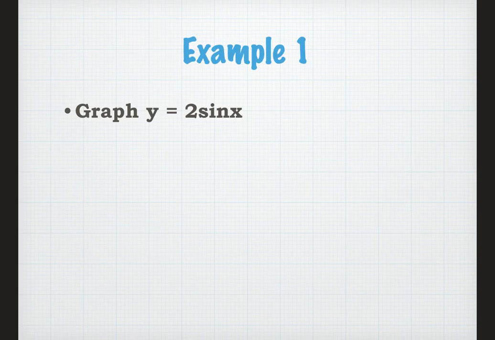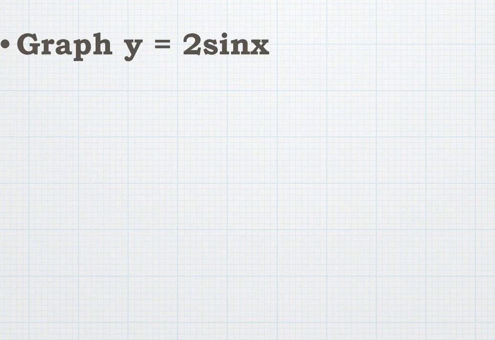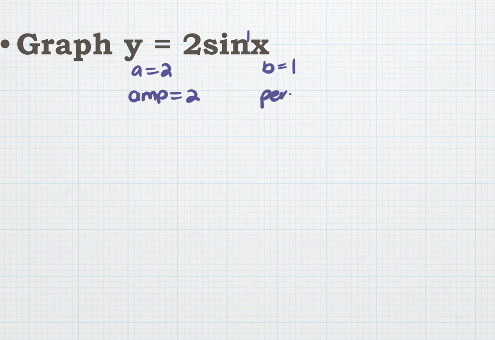Example 1, very simple, just says y equals 2 sine of x. So I start with A, and my A is what? 2. And the absolute value of that is my amplitude. So my amplitude is 2. Then I find B. B is in between sine and x. What is it? There's a 1 there. Good. And the period is 2 pi over B, which is 2 pi over 1 or 2 pi.